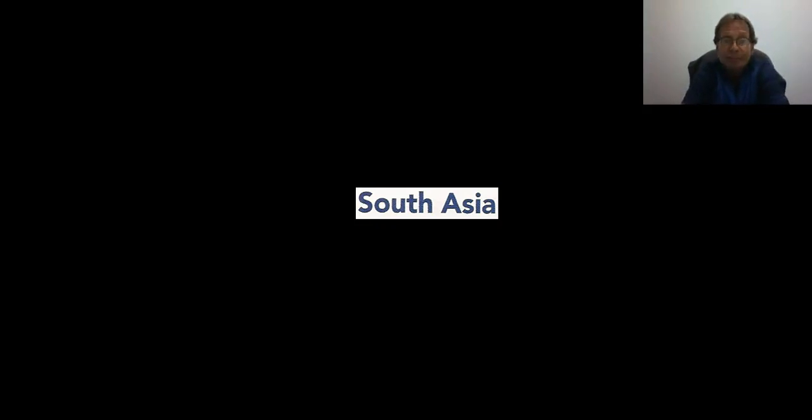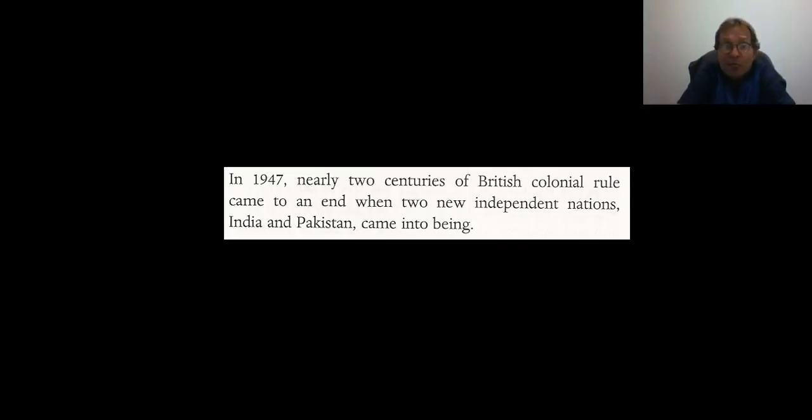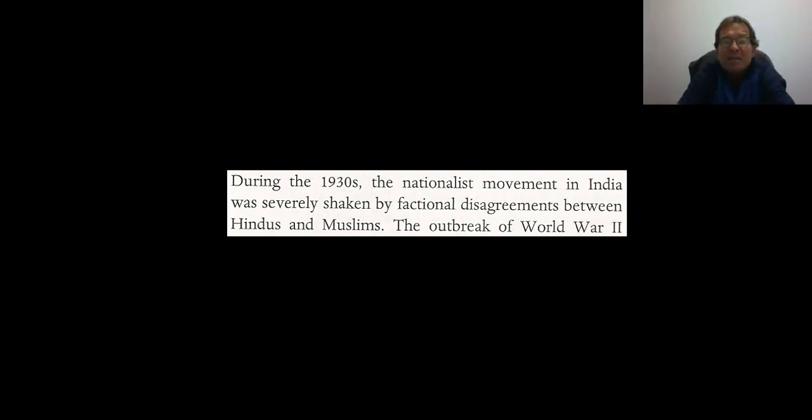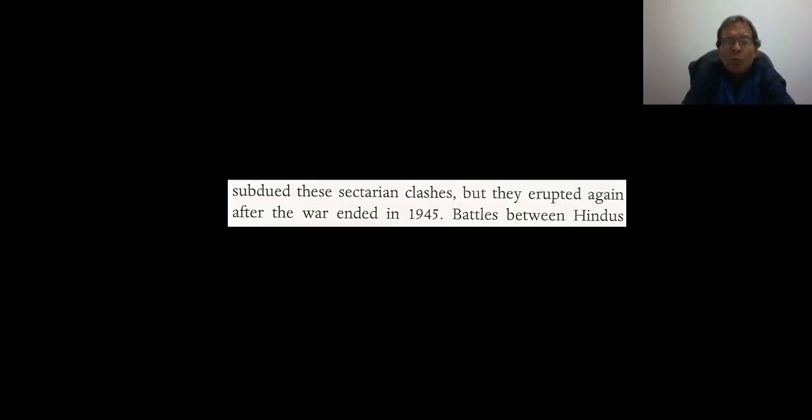Now, in South Asia, in 1947, nearly 2 centuries of British colonial rule came to an end when two new independent nations, India and Pakistan, came into being. And this will be the end of the British Raj. During the 1930s, the nationalist movement in India was severely shaken by factional disagreements between Hindus and Muslims, and the outbreak of World War II subdued these sectarian clashes, but they erupted again after the war ended in 1945.